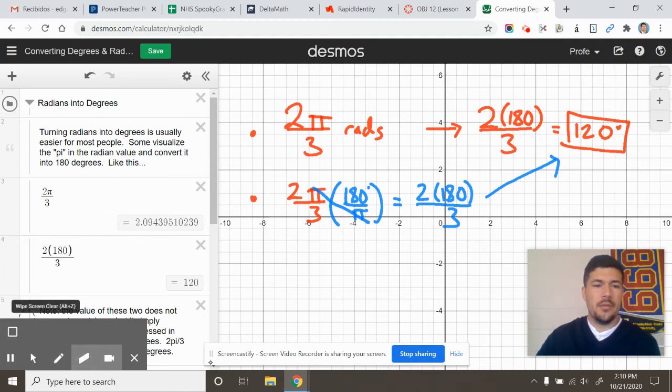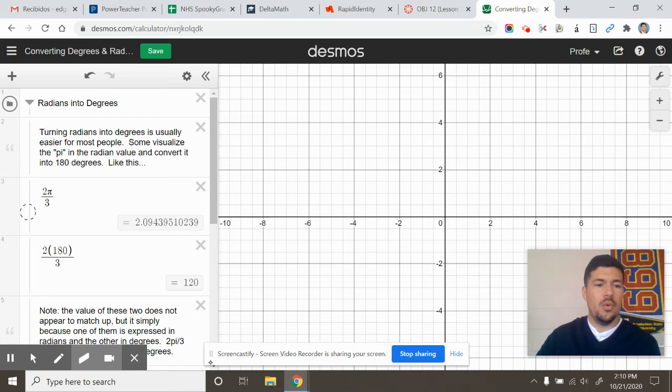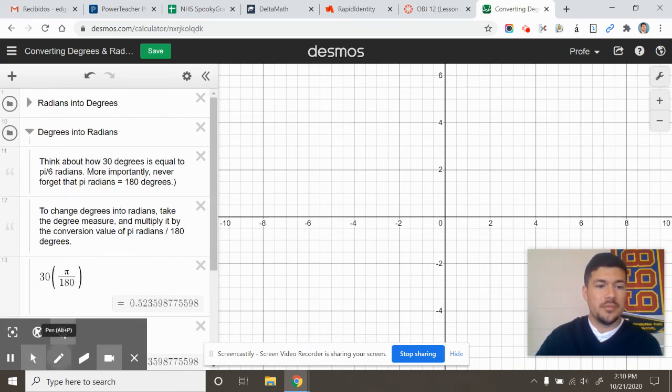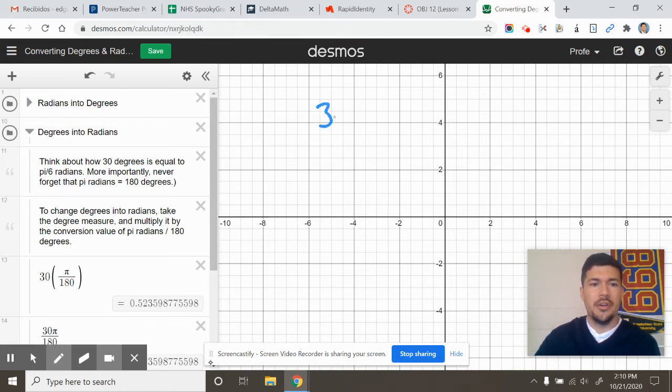The next thing would be, well, what if I want to turn degrees into radians? Turning degrees into radians is not bad at all. So let's say I wanted to turn 30 degrees into radians. You should know that it's pi over 6. If I have 30 degrees and I want to turn it into radians, I'm going to multiply it by the conversion factor of pi radians over 180. For the other example it was 180 over pi; here it's pi over 180.